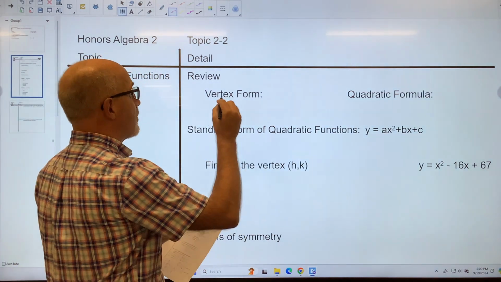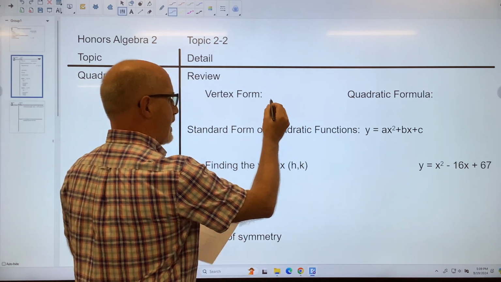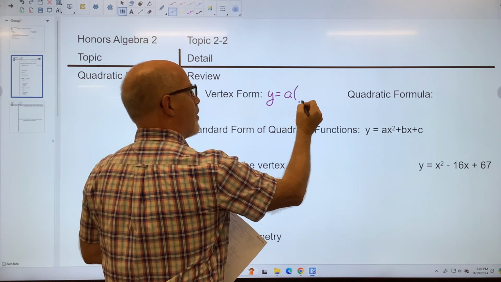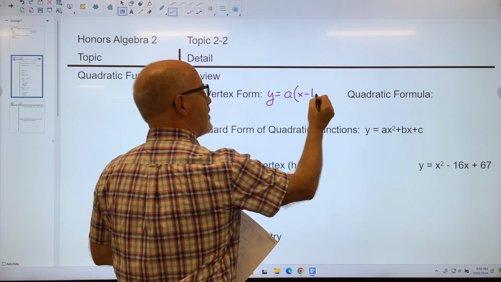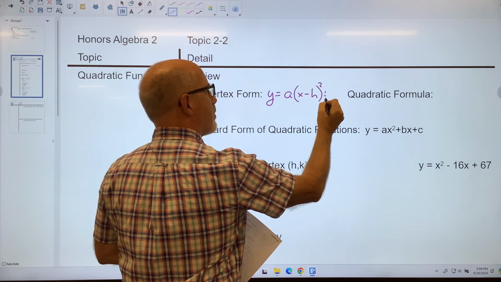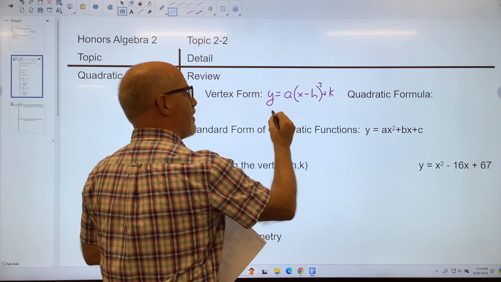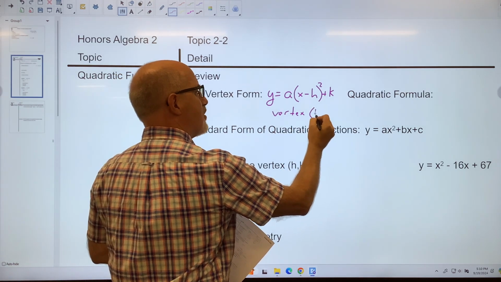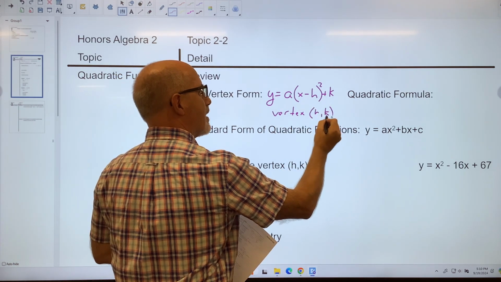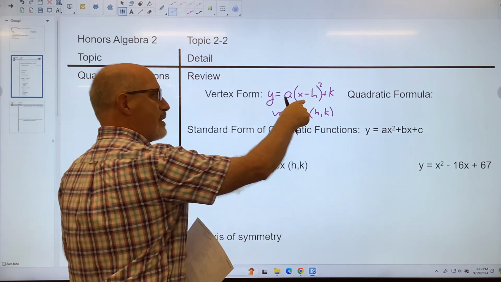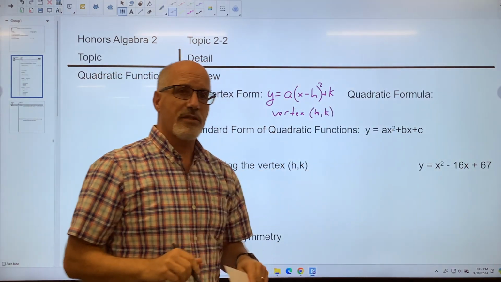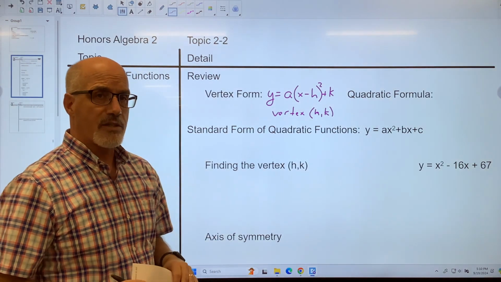Just as a reminder, the vertex form of a quadratic is y equals a times the quantity x minus h, the quantity squared, plus k, where the vertex is h comma k. So it's the opposite of what's inside the parentheses, and it's the same as what's outside the parentheses. That's the vertex where we can start.